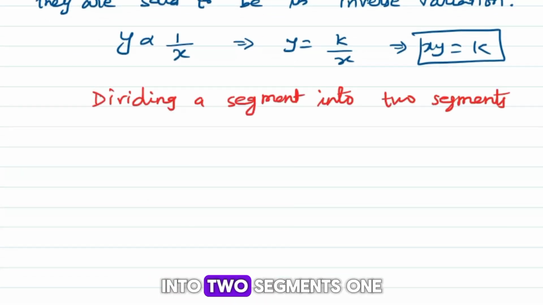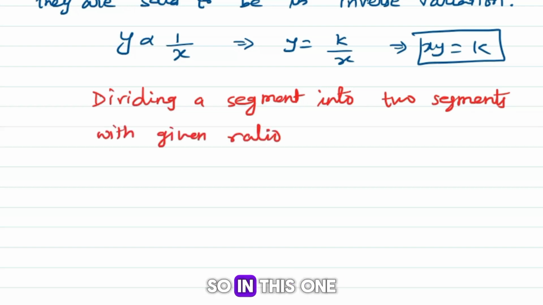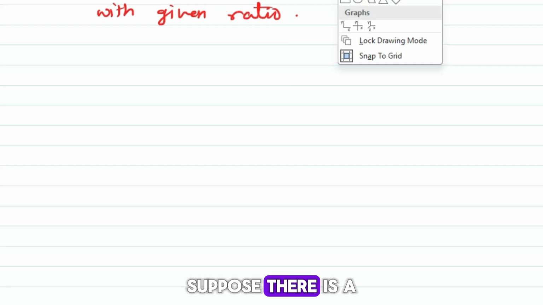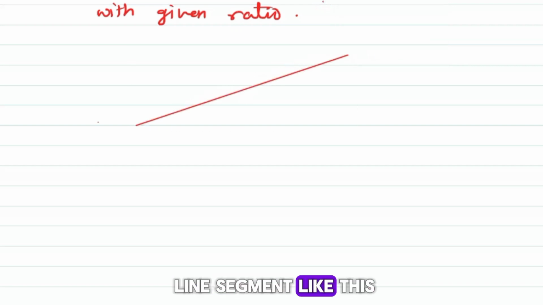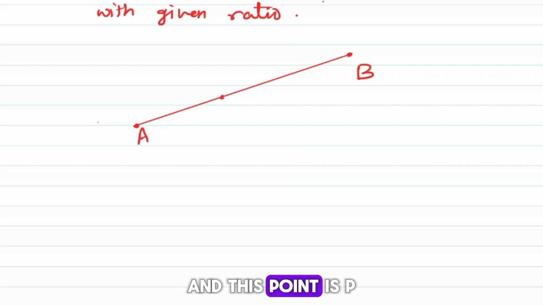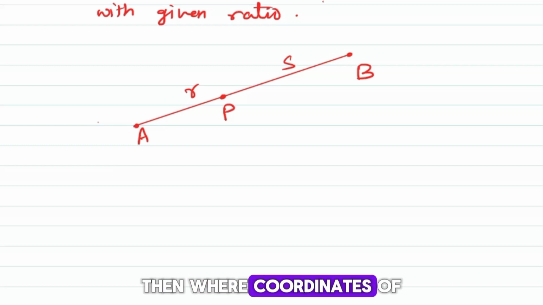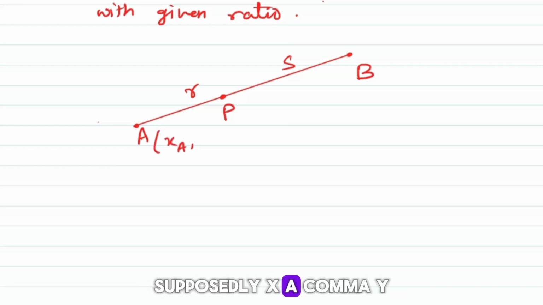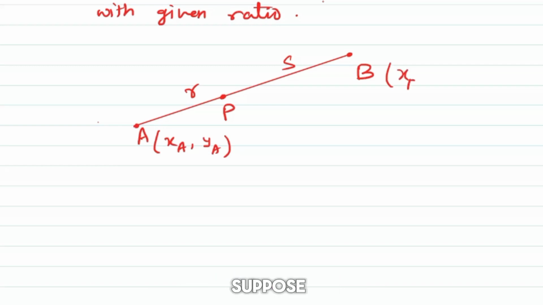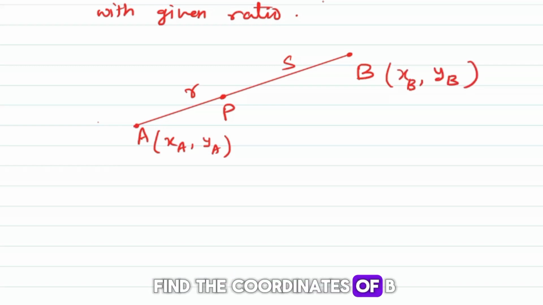Now the next topic which we have to do in this is dividing a segment into two segments with a given ratio. So in this one, suppose there is a line segment like this, where this point is A, this point is B, and this point is P, such that the ratio of AP to PB is R is to S. The coordinates of A will be given, suppose it is XA comma YA, the coordinates of B will be given, suppose XB comma YB, then we need to find the coordinates of P.